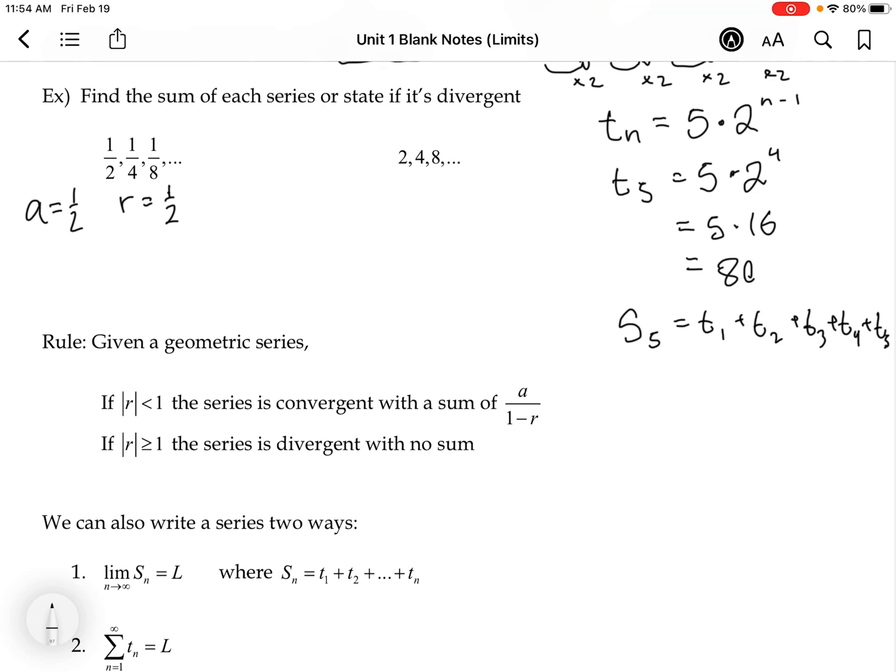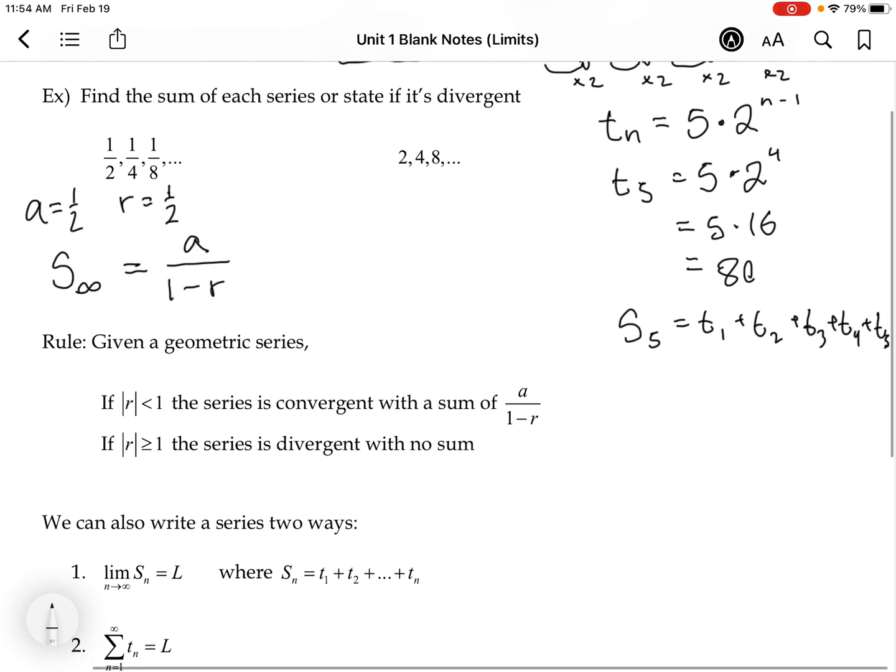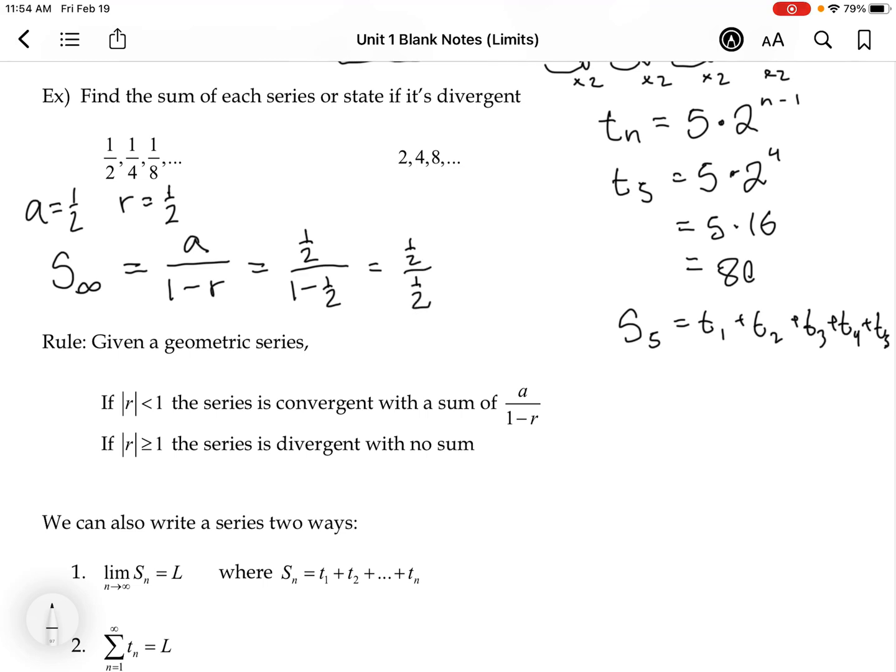And that sum, this is also something that you looked at in grade 11, is equal to A over 1 minus R. That's true for any geometric series that converges. So in this case, the sum is a half over 1 minus a half. So that's a half over a half, which is 1.